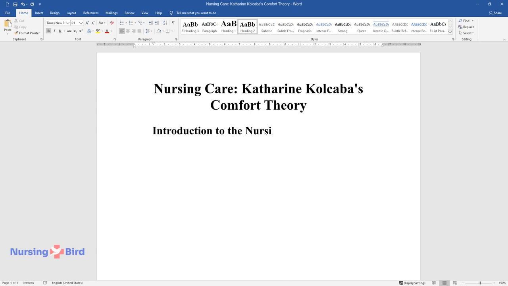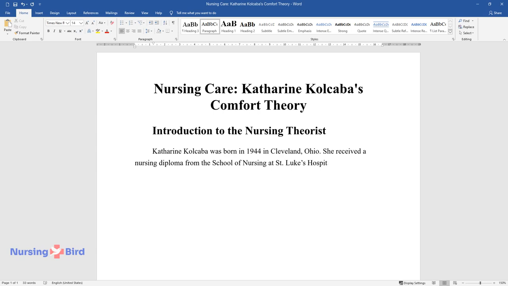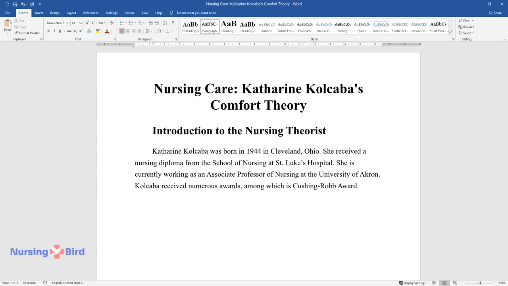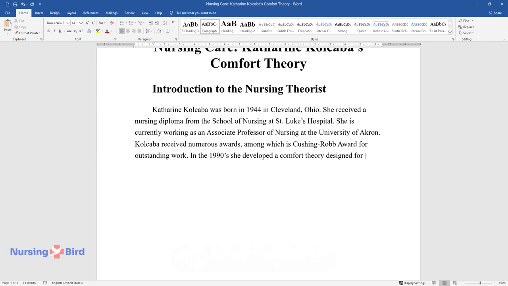Katharine Kolcaba was born in 1944 in Cleveland, Ohio. She received a nursing diploma from the School of Nursing at St. Luke's Hospital. She is currently working as an associate professor of nursing at the University of Akron. Kolcaba received numerous awards, among which is the Cushing Robb Award for outstanding work. In the 1990s, she developed a comfort theory designed for education, research, and nursing practice.